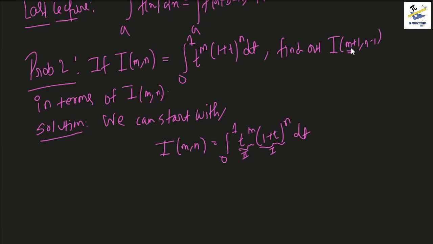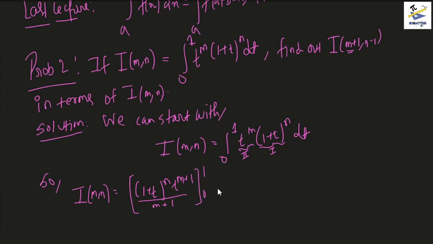And we know that we want to have I(m plus 1, n minus 1). Since both of them are algebraic functions, we are trying to choose one as first and one as second, depending on what the question is asking us. So I(m, n) equals, the first function remains as it is and the second function is integrated to become t to the power m plus 1 by m plus 1, going from 0 to 1, right?